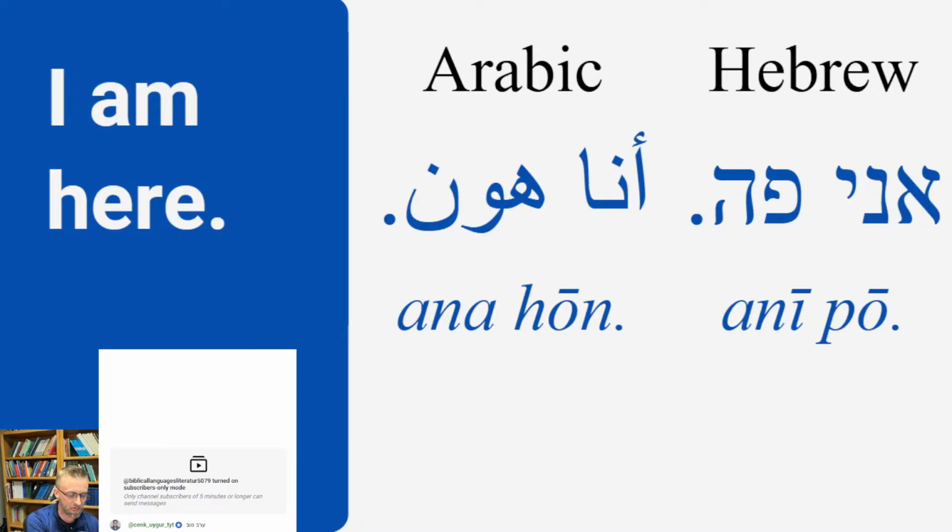So next we go into Arabic. In Arabic, we have ana hon. And we said that ana is the first common singular independent pronoun, just like Hebrew ani, so they're very similar in that regard. And hon means here. So ani po in Hebrew, ana hon in Arabic. All right. Let's go to the next one.